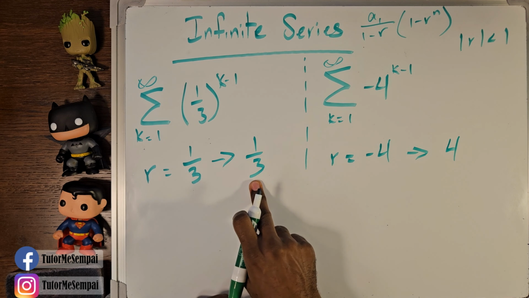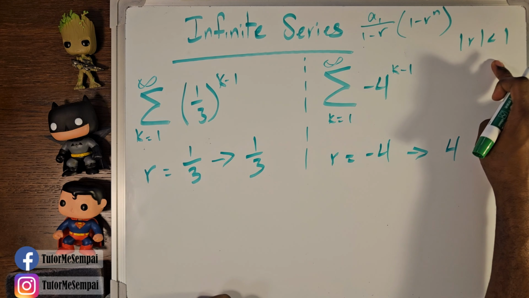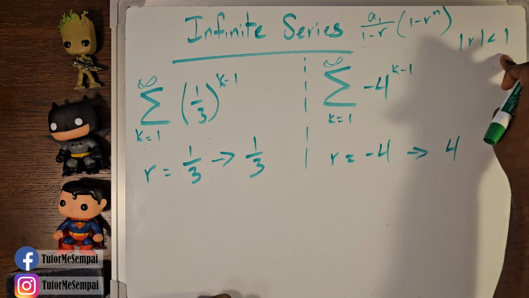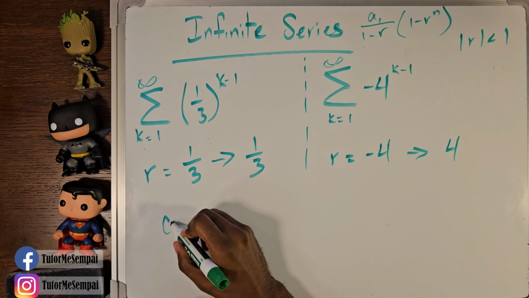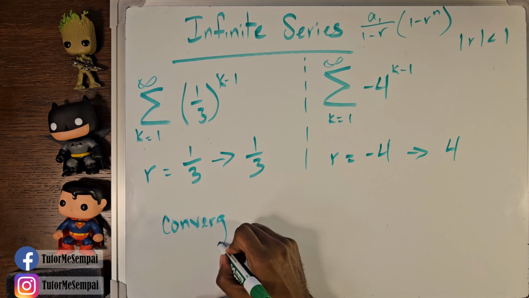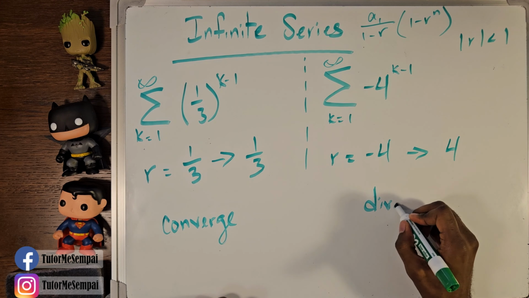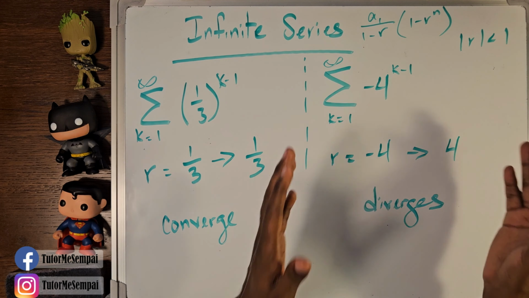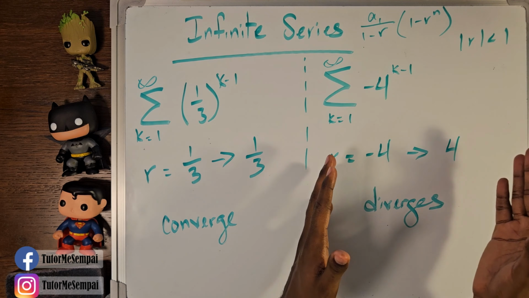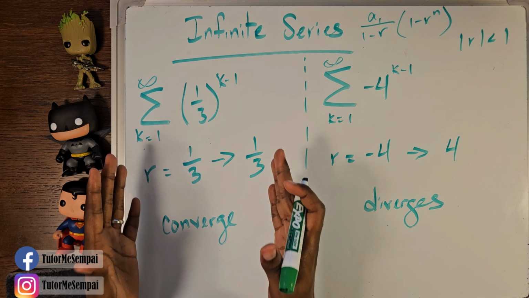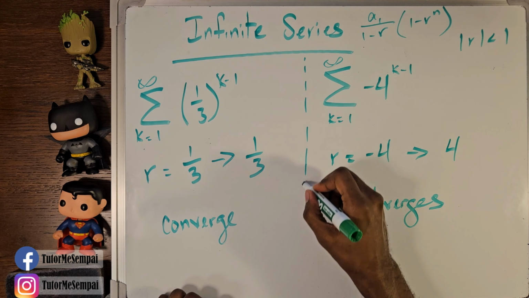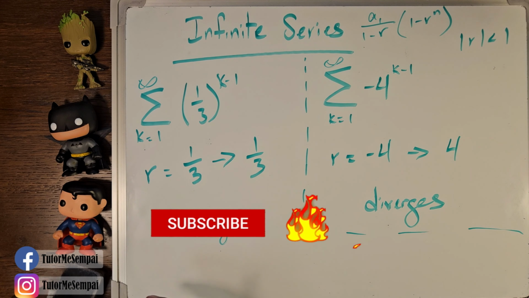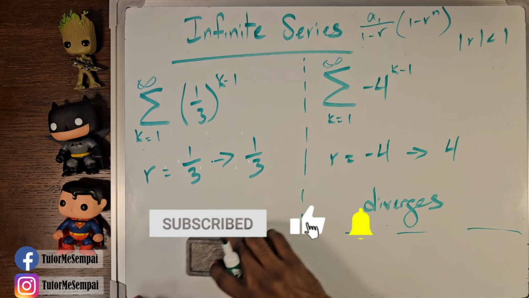Is 1/3 less than 1? Yes. Is 4 less than 1? No. So that lets you know that this is going to converge while this one diverges. Therefore, you can't evaluate this one. However, you can evaluate this one. So let's do that. Let's evaluate this series and see what we get. So we know it converges, so we don't need this.